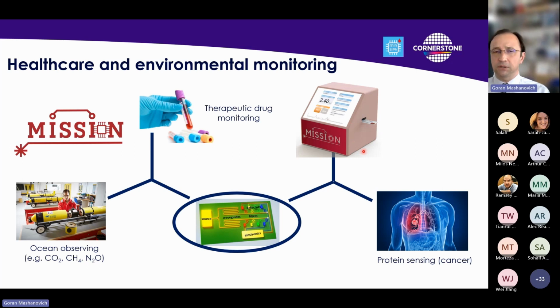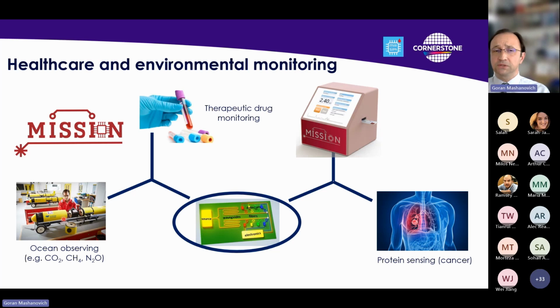First with some blood, could be whole blood, but most likely some serum or plasma. And then we get detection of the presence of these drugs. Another example is that protein sensing that I just mentioned for cancer screening. In this case, we're working with the hospital in Southampton on lung cancer.